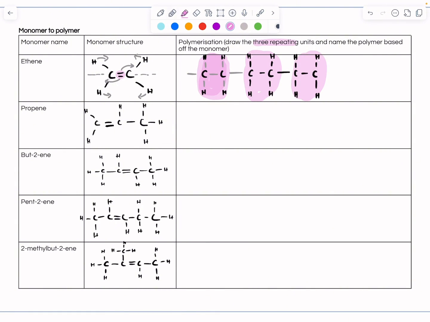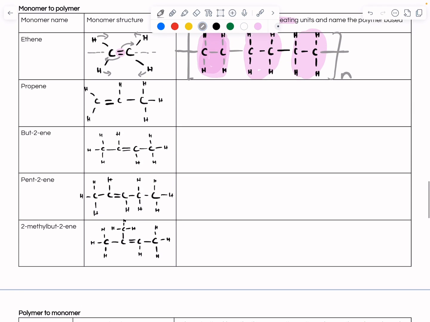What we like to do is to show that this is just a segment of a long polymer chain. We extend that last bond out this way, and we can put that in a bracket usually and show that there's a number of repeating units that are beyond just this 3 repeating units that we've drawn here. Okay. All right, next example.